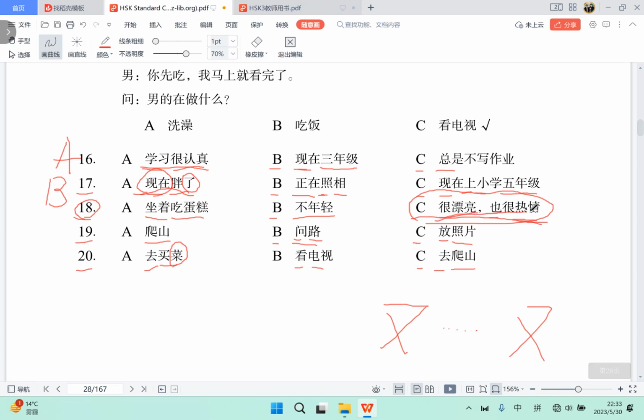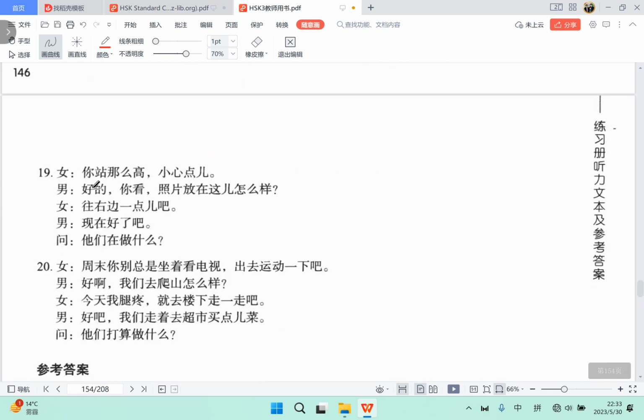So 很漂亮也很热情, so 又漂亮又热情. Okay, and number 19, 第19个: 你站得那么高小心点. So you stand that tall, 那么什么什么, that. 小心点, so be careful, and the 点 here is a degree complement, so you should be careful a little bit, right? You should be a little bit more careful. And the reply, 好的, okay, great.